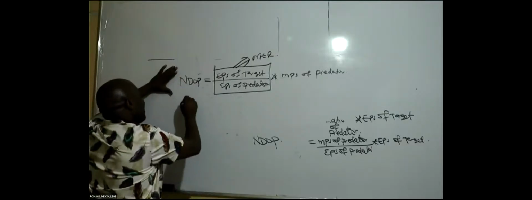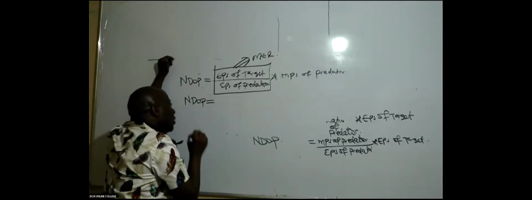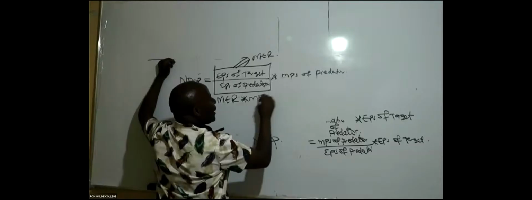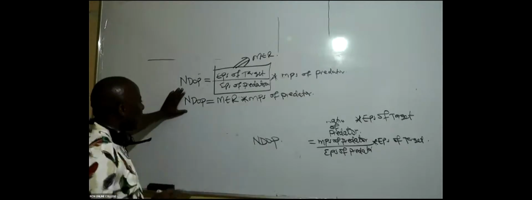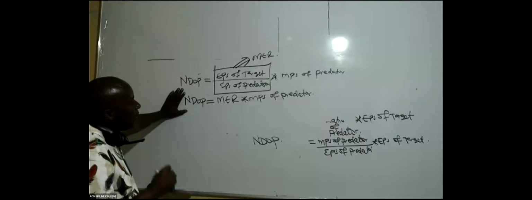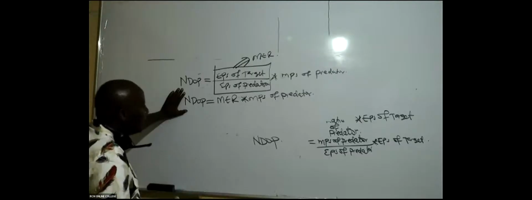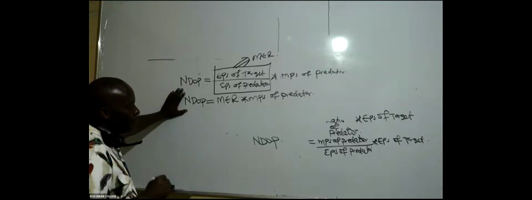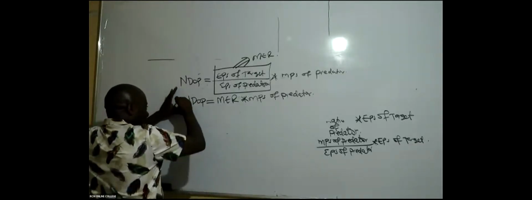Meaning that if the examiner asks us to get the non-diluting offer price, I will be taking the maximum exchange ratio times the MPS of the predator. This is really, really important for me. Then I'll be able to go back to premium receivable by target shareholders. I wanted you first of all to appreciate this.